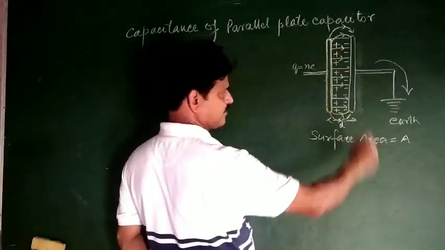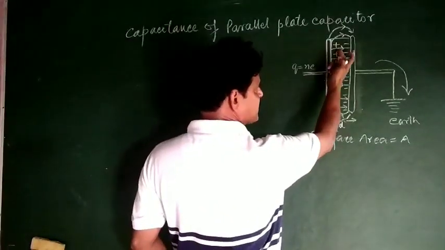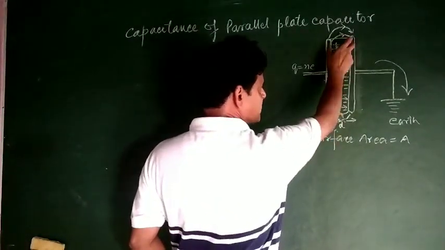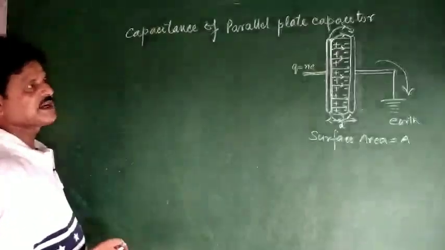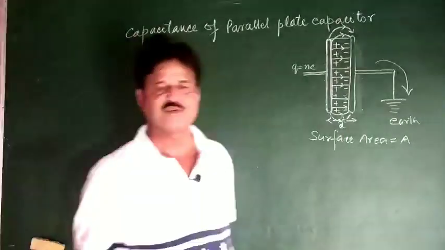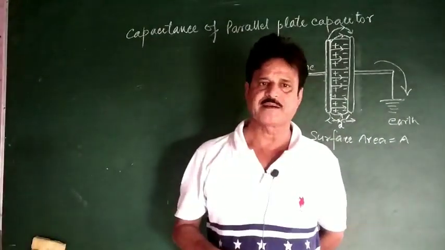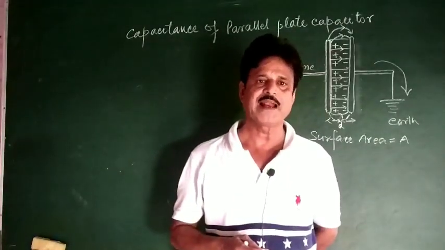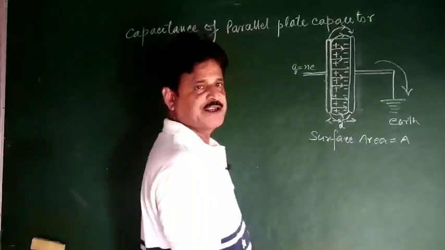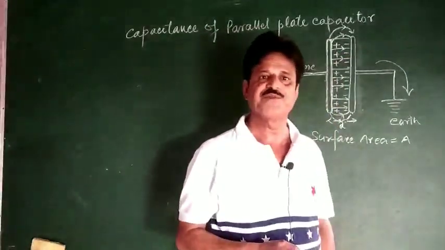According to the electric lines of force within the plates, it creates a uniform electric field. What is a uniform electric field? Where the lines of force of the electric field travel parallel to each other, it is called a uniform electric field. Since these lines are parallel, we can say that it is a uniform electric field.